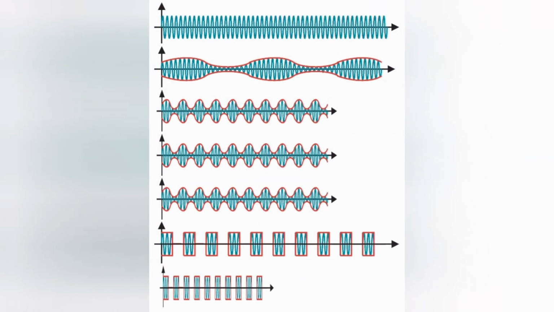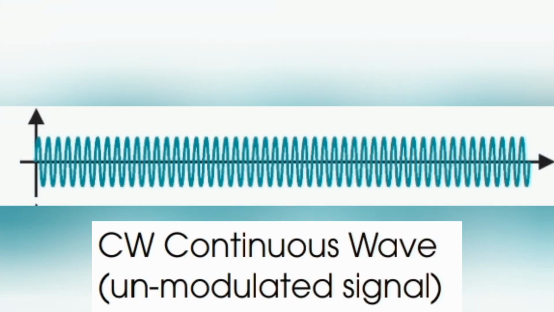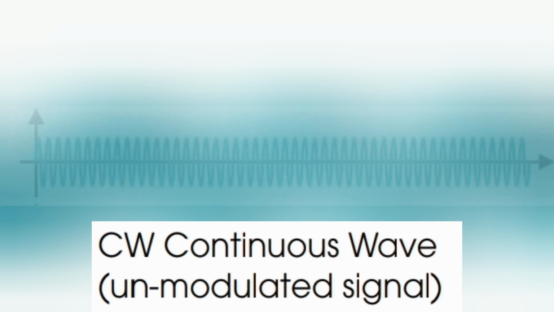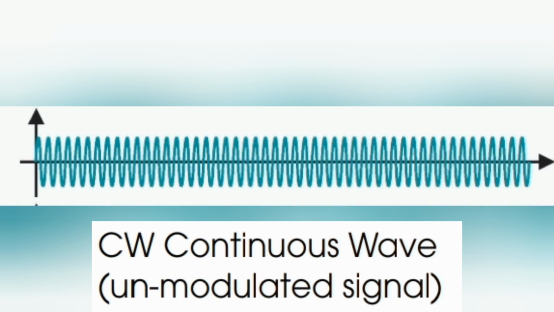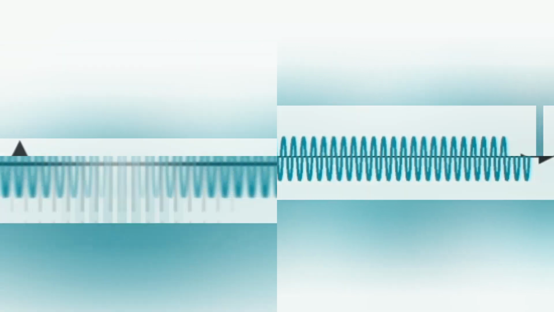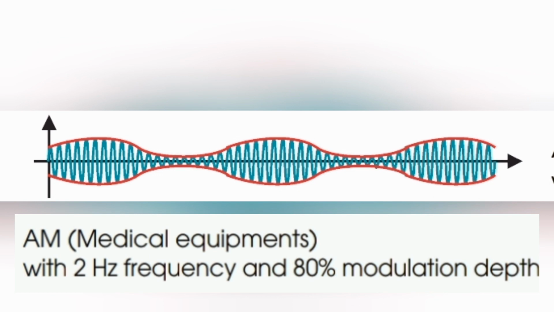We will discuss them one by one. The first wave is CW, meaning continuous wave, which is an unmodulated signal. We can see the amplitude and the frequency of the continuous wave are the same. Next we can see an AM wave with 2 Hz frequency and 80% modulation depth. This type of amplitude modulation we use in medical equipment.